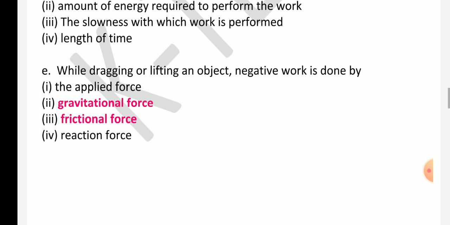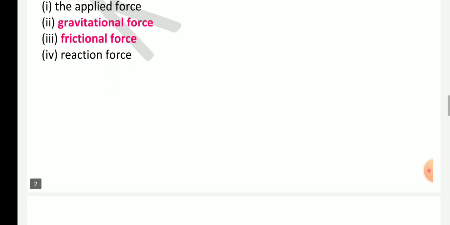Correct. Next one. While dragging or lifting an object, negative work is done by. Options are the applied force, second, gravitational force, third, frictional force, fourth, reaction force. Answers are gravitational force and frictional force. Got it, children? Let's move to the next question now.